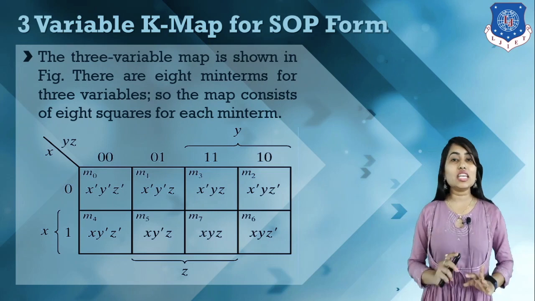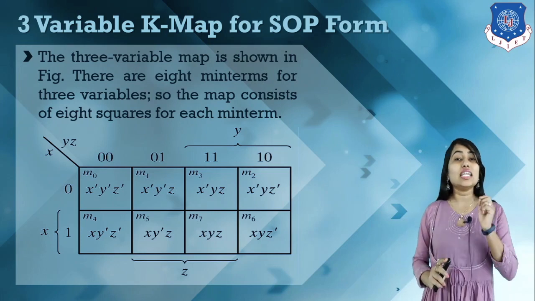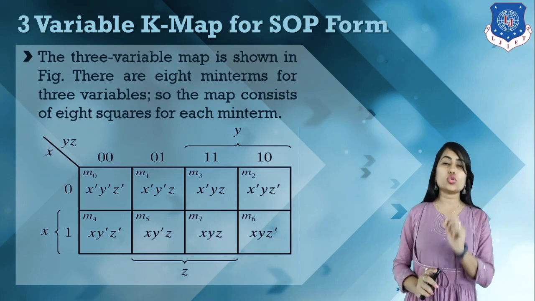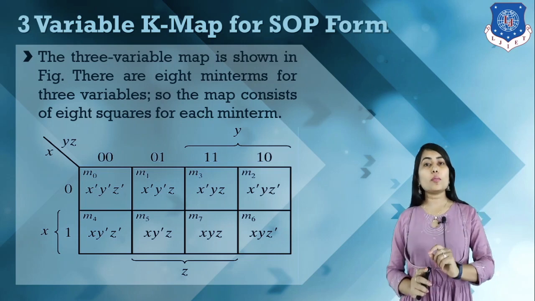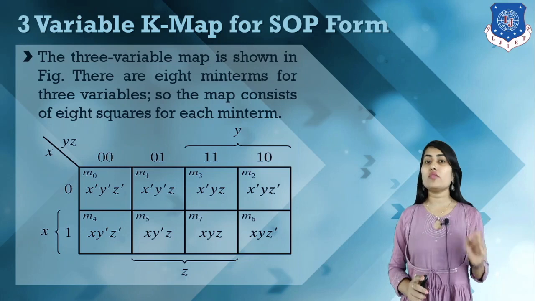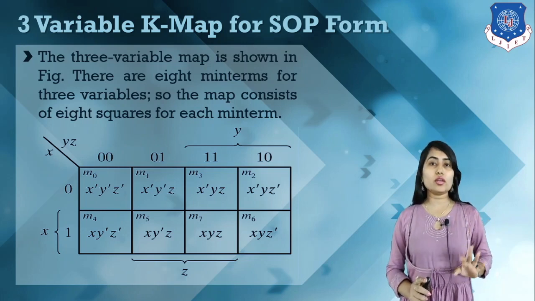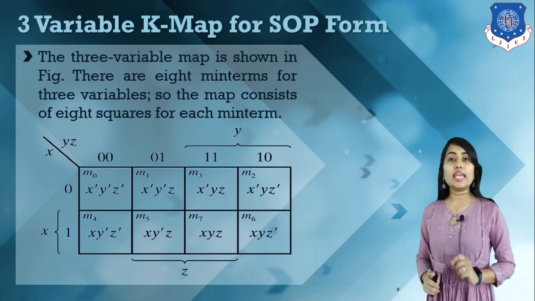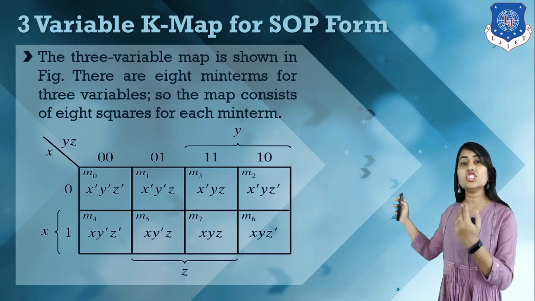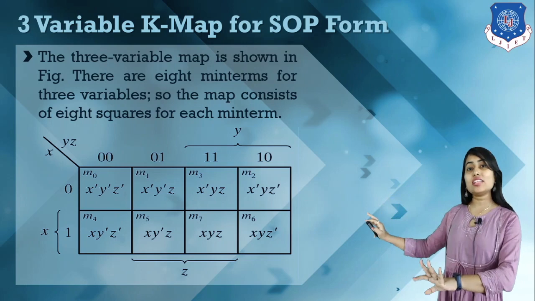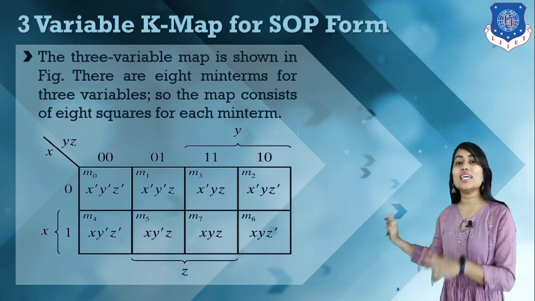In a 3 variable case we have a total of 8 possible combinations. For 3 input variables we have a total of 8 possible combinations, so we have 8 minterms. So how can we make a K-map for these 8 input conditions with 8 squares? Here we have 3 input variables, and for those we have a total of 8 squares.